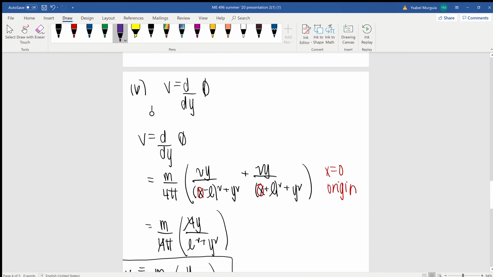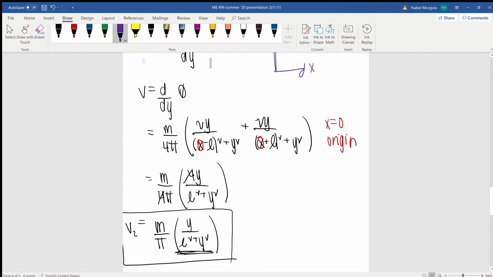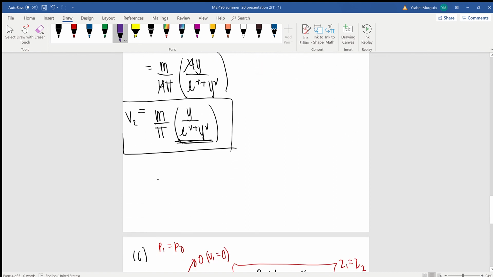For part B, we're finding the velocity distribution along the wall. So along the wall would be in the y component, right? Because it is in typical xy Cartesian coordinates. So solving through for that, we did get that v, the y component of the velocity, was equal to m over 4 pi times y over l squared plus y squared.